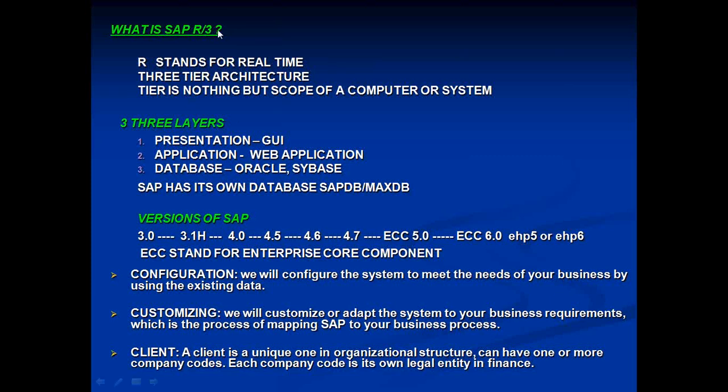And coming to the SAP architecture, we call it SAP R/3. R stands for real time and 3 stands for 3-tier architecture, where tier is nothing but scope of a computer or a system. It is divided into 3 layers. Presentation layer is graphical user interface, application layer is web application, and database layer is Oracle, Sybase, etc. And SAP has its own database called SAP DB or MaxDB.